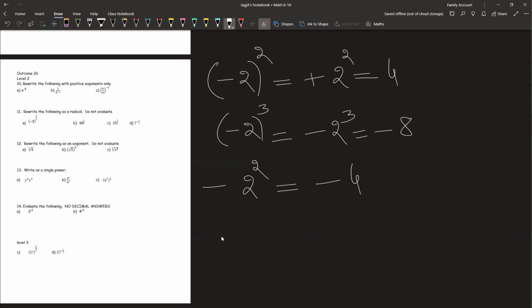Now, let's see. Okay, what will this be? Positive or negative? Negative. A negative to the odd is going to stay negative. So it will be minus 3 to the power 5. Pay attention, folks.